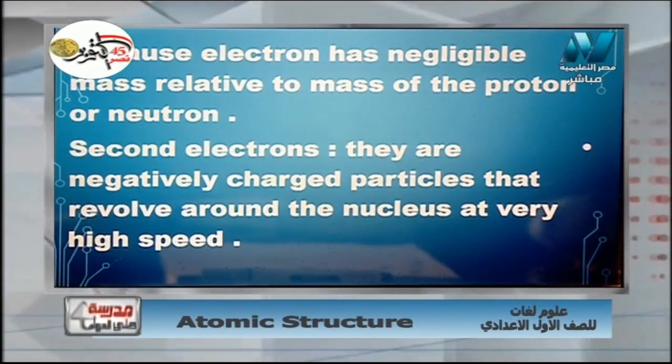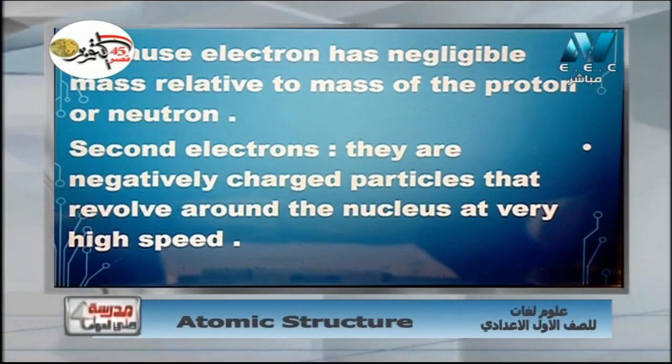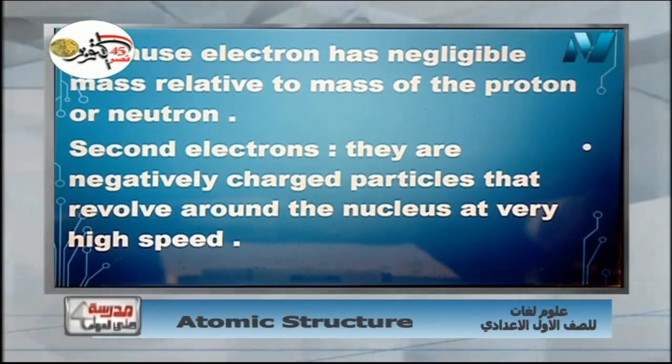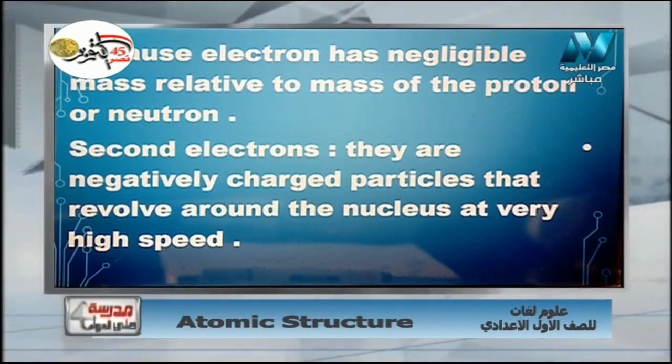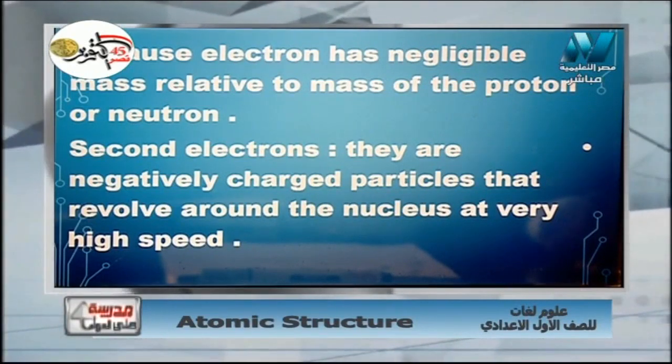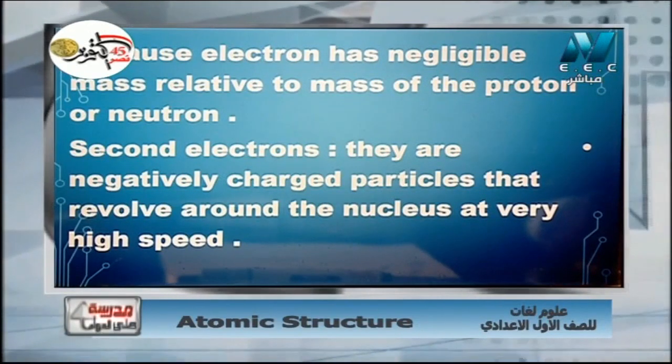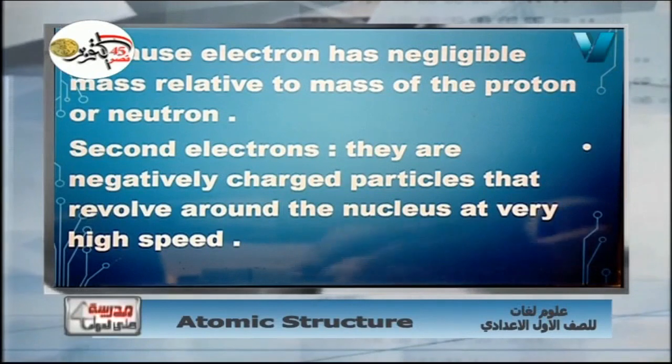They are negatively charged particles that revolve around the nucleus at very high speed. And the properties of electrons: number 1, they have very small, negligible mass. Number 2, they have negative charge. Number 3, they revolve around the nucleus at very high speed.